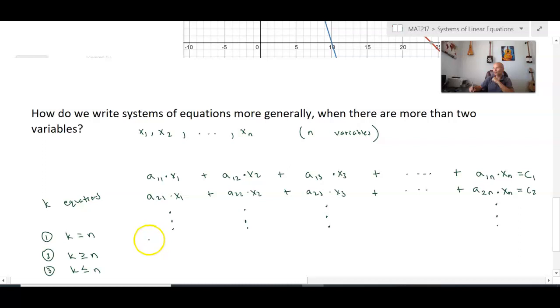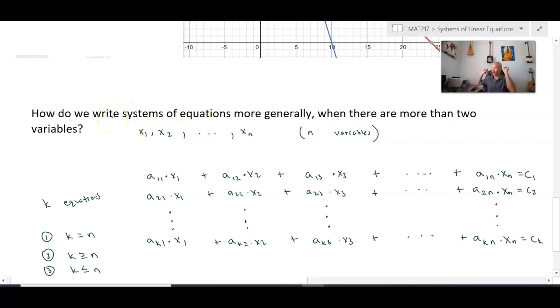So the way we'll write this is we'll just say this is going to be the kth equation. This is equation k, first variable coefficient, plus ak2 times x2 plus ak3 times x3, and on until we get to the kth equation, nth variable coefficient times xn equals, and then we'll just write ck, because this is the kth constant that we have. And this is a way we might generalize that.